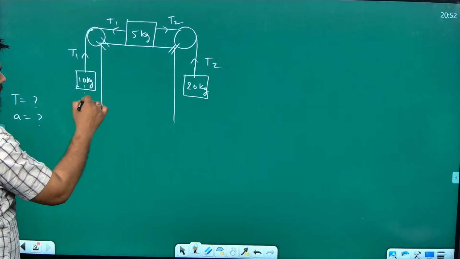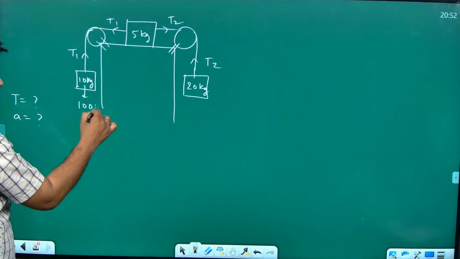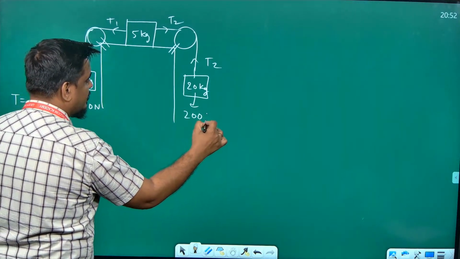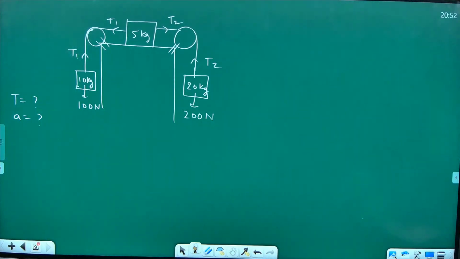Downward, what will you get? 100 newtons, 10g, and here how much will you get? 200 newtons, 20g. Right? Yes or no? Yes, sir.